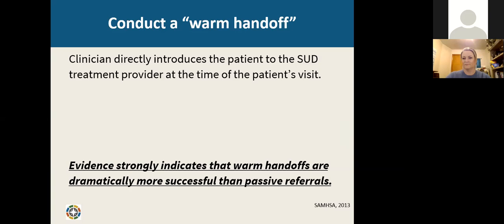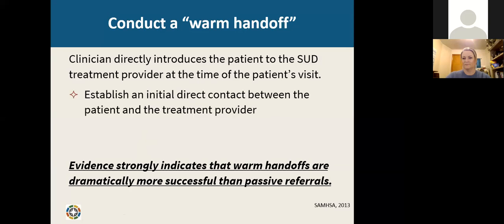That works great. Sometimes that's not necessarily feasible where we're at that particular moment in our service delivery. And so I think there are ways to make that as warm as possible, maybe using televideo, even a phone call. People are more likely to follow up on a referral if they've had some sort of contact with the original provider. So I think, again, evidence strongly indicates that warm handoffs are dramatically more successful than passive referrals.